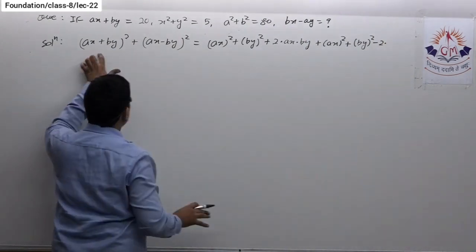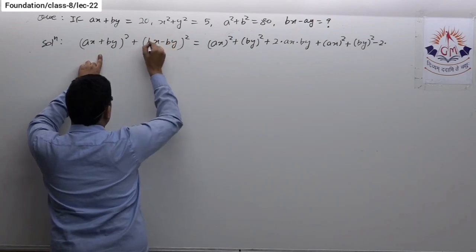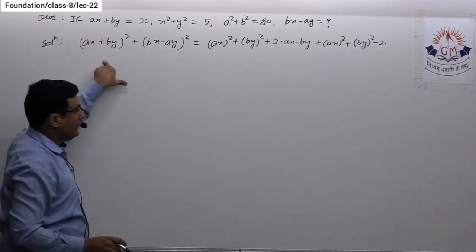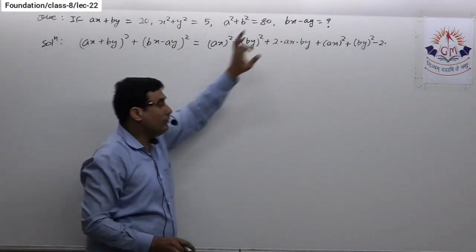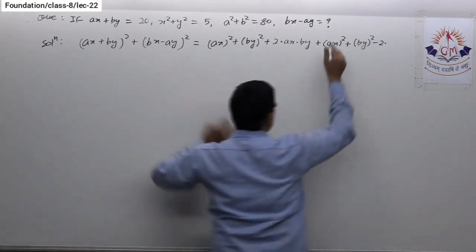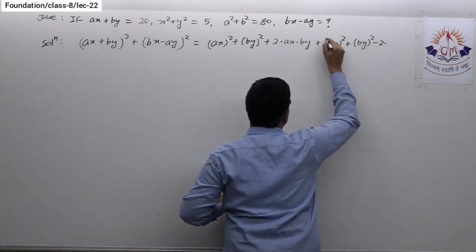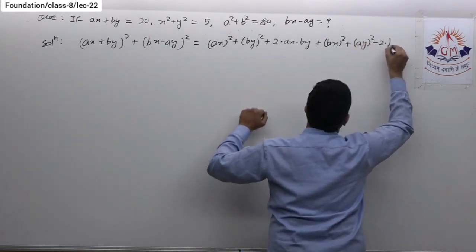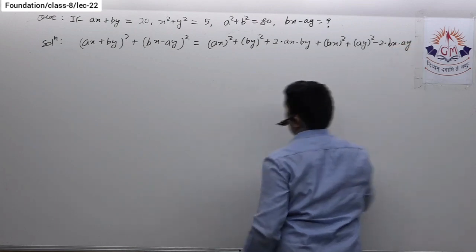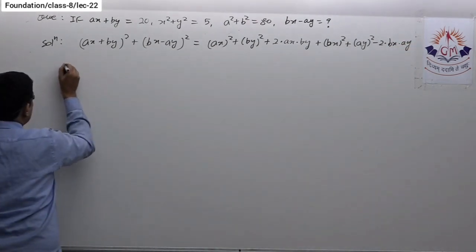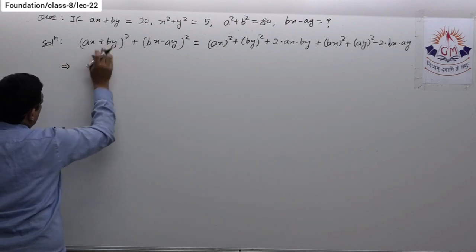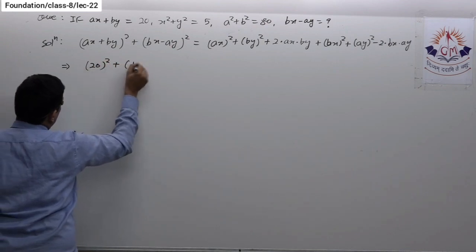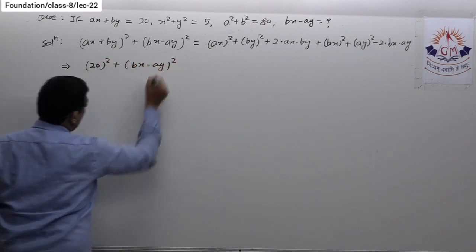Okay, see, ax plus by, and here I forgot to mention this should be bx minus ay. I took the quantity which is given, and then I took the quantity which I need to find. So bx minus ay, so here there will be a little bit of change, bx whole square and ay whole square. Now minus 2 bx into ay. Now further, this value I have, what's the value of ax plus by? 20. So 20 square plus bx minus ay I need to find.